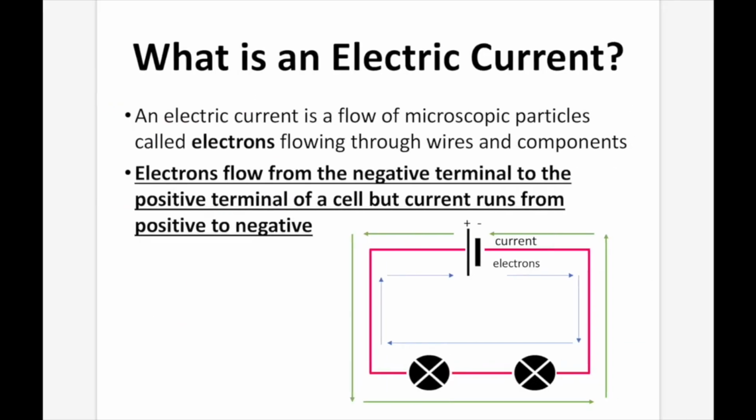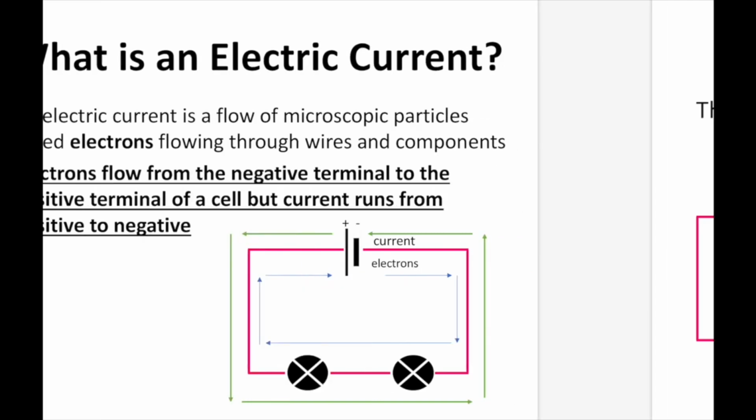So what is an electric current? An electric current is a flow of microscopic particles called electrons through wires and components, like we've talked about. The electrons flow from the negative terminal to the positive terminal of the cell, but current runs in the opposite direction. So I did touch on this. Electrons are going to go from the negative terminal, around in this blue line right here, back to the battery, whereas current runs the opposite direction. So that's going to be represented by the green arrows. It's going to go from the positive terminal around the circuit and to the negative terminal.